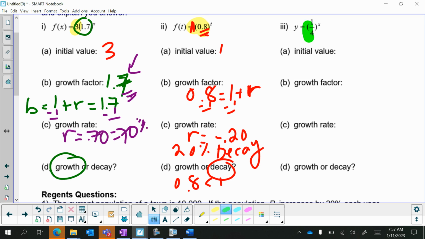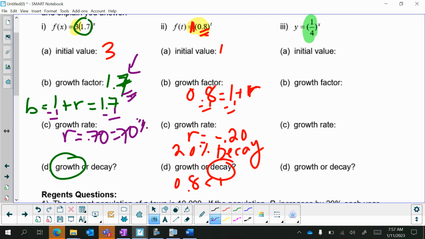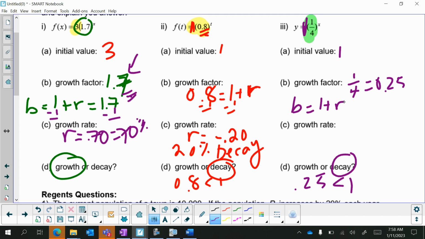Here we have another base that's a fraction, so I'm hoping you already said decay. The y-intercept is 1 because there's nothing in front. The growth factor is 1/4. As a decimal, that's 0.25. Because 0.25 is less than 1, this is decay. So if 25% remains, what percent decayed? I said it already. You probably heard me. If 0.25 is 1 plus r, if you take away 1, you're going to get r equals negative 0.75, which means that is 75% decay.